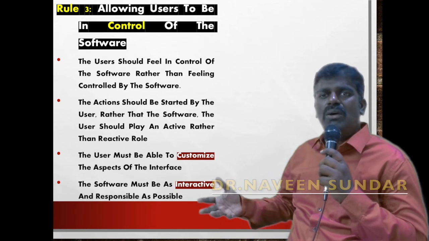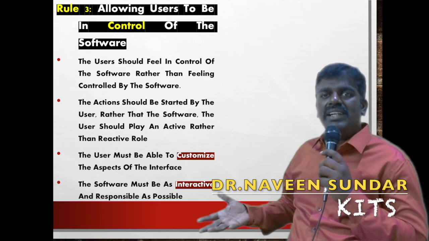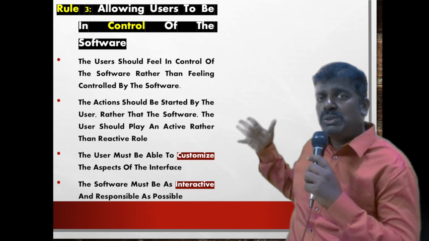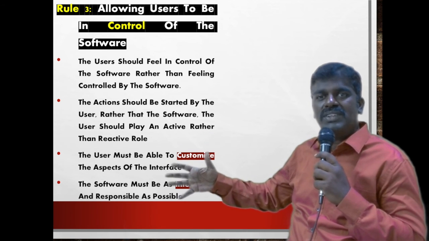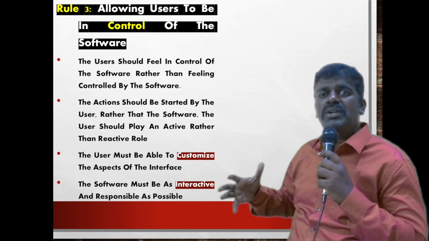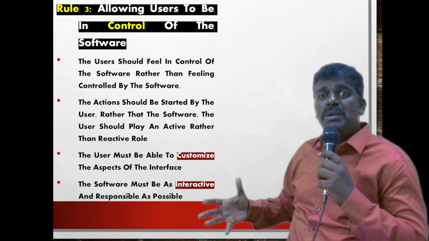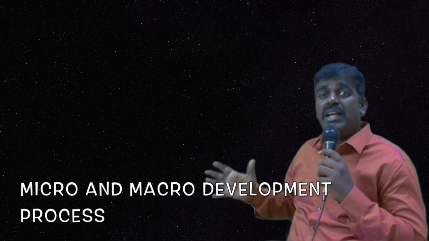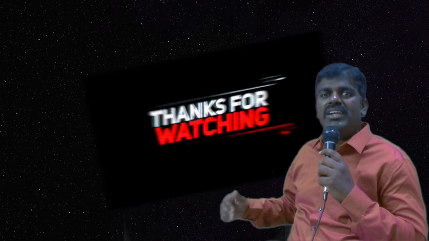So this is how we develop the view layer at the micro level. The user should control the software, the software should not control the user. This is a very important rule to keep in mind when designing the view layer. So with this you understood about the micro and macro development process. Okay, all the best.